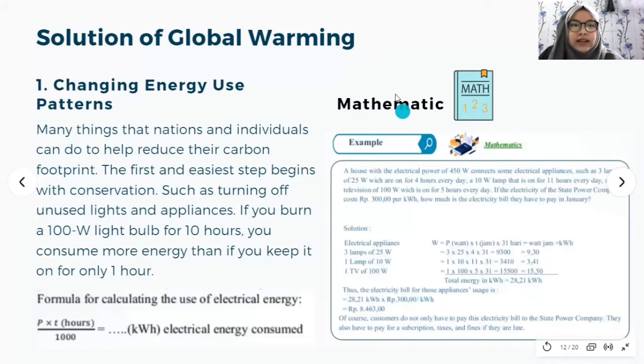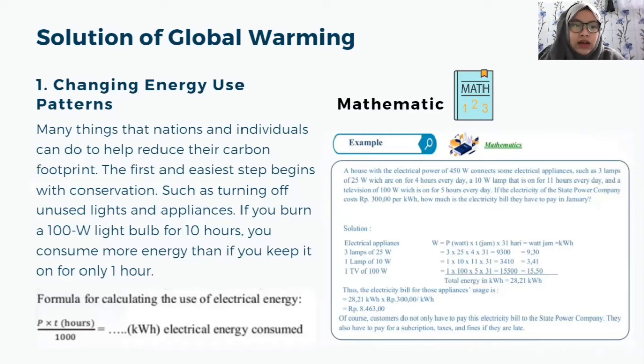So here are the solutions to global warming. The first is changing energy use patterns. There are many things that nations and individuals can do to help reduce their carbon footprint. The first and easiest step begins with conservation, such as turning off unused lights and appliances.